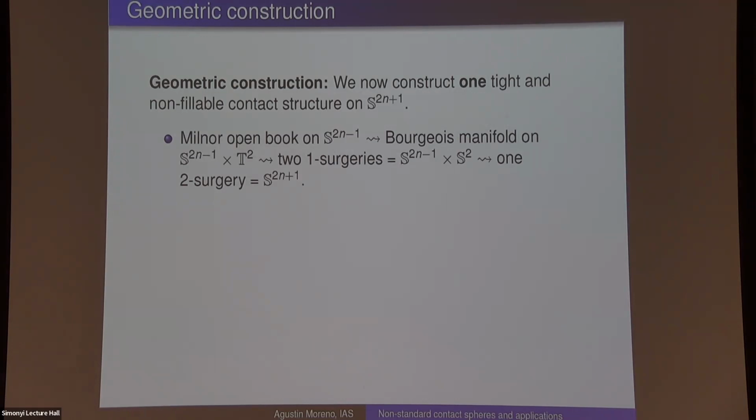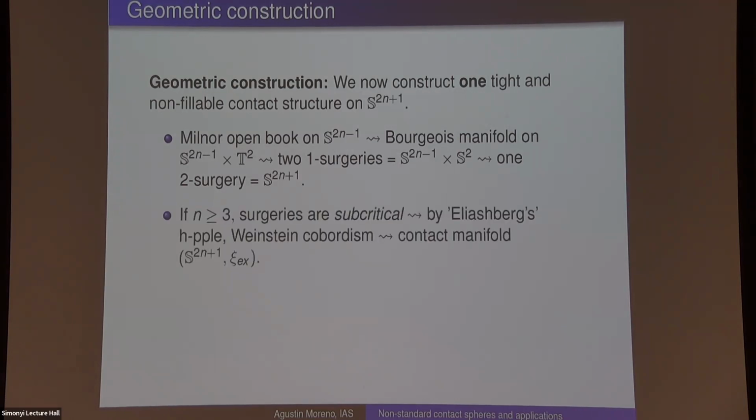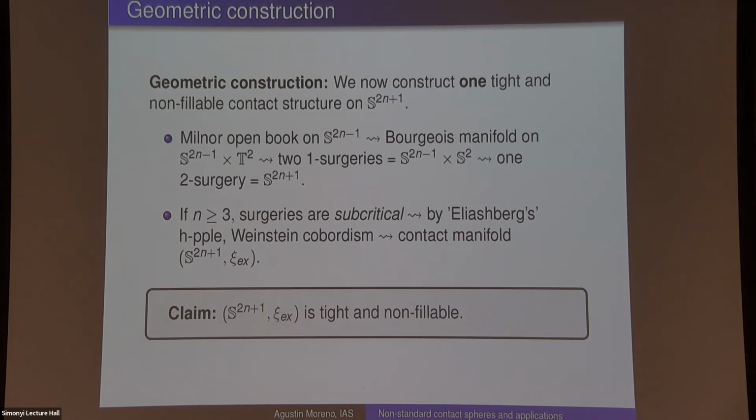This is a smooth version. But if the dimension is high enough, at least 7, these surgeries are subcritical, so you're only doing surgery up to the critical dimension minus 1. There's an h-principle by Eliashberg that gives you that you can realize this sequence of surgeries by a Weinstein cobordism. In particular, you inherit a contact structure at the positive end. So you have one of these contact structures on a sphere, and the claim is that this is actually tight and non-fillable.